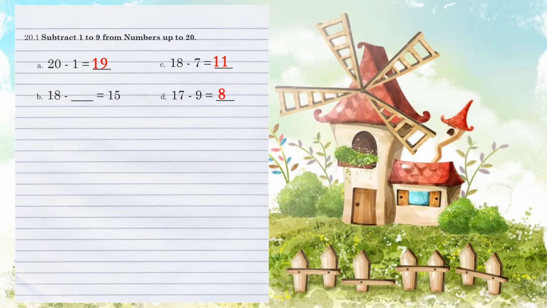Example B. 18 minus what number equals 15? Let's count backwards. 17, 16, 15. We had to subtract 3.